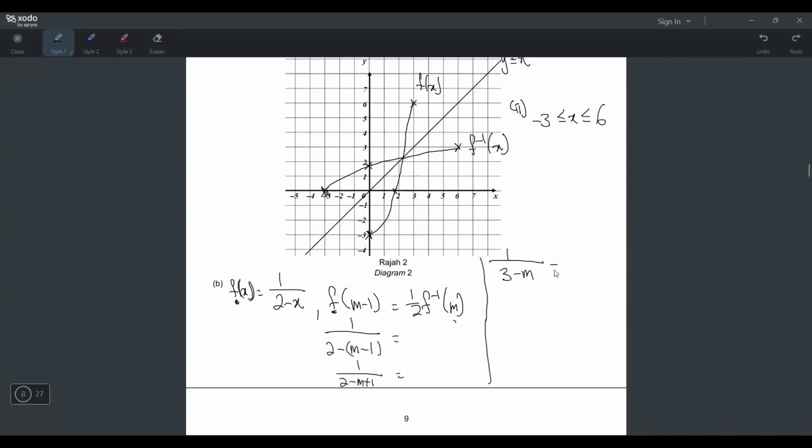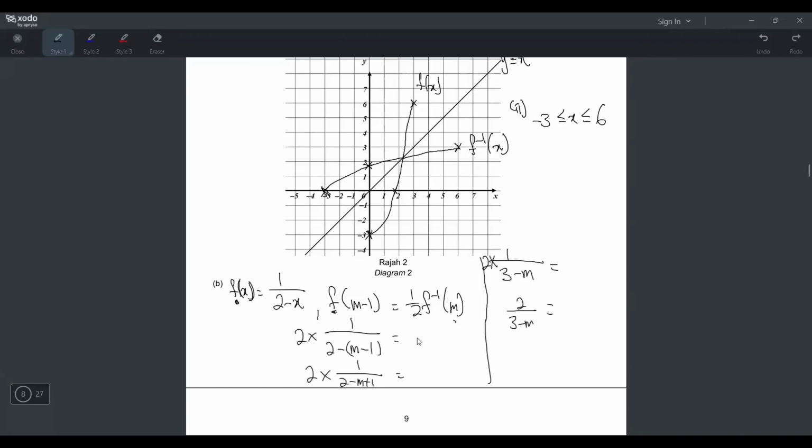But what about the other side? The other side is 1 over 2 times f inverse m, right? I know a lot of you will say, hey sir, I need to find f inverse x first, then only I can use the f inverse function to substitute m into that answer, right? Actually, yes, you can also do it like that. But there's a better way, because this 1 over 2, you can move to the other side. When you move it, it becomes times 2. And here also becomes times 2, right? So later it becomes 2 times 1, which is 2 over 3 minus m, right?